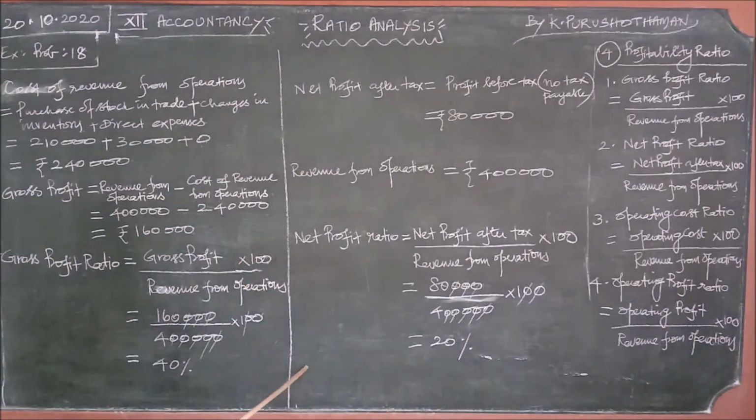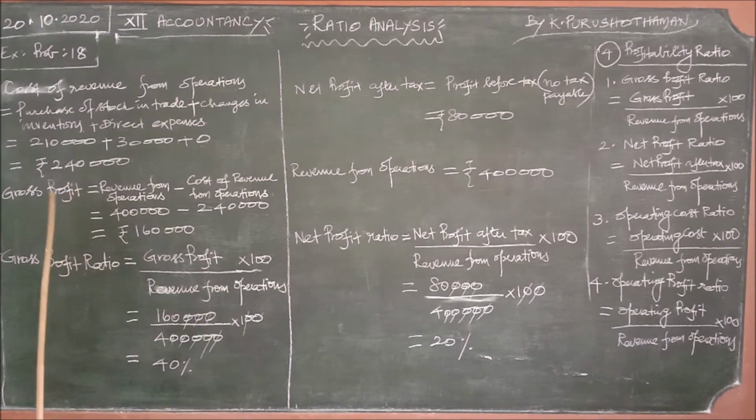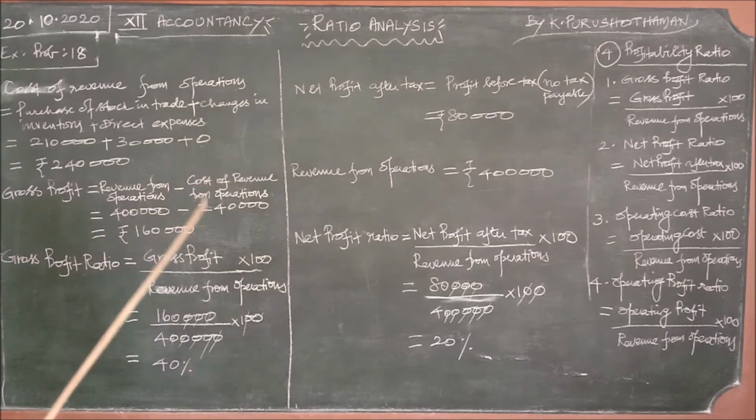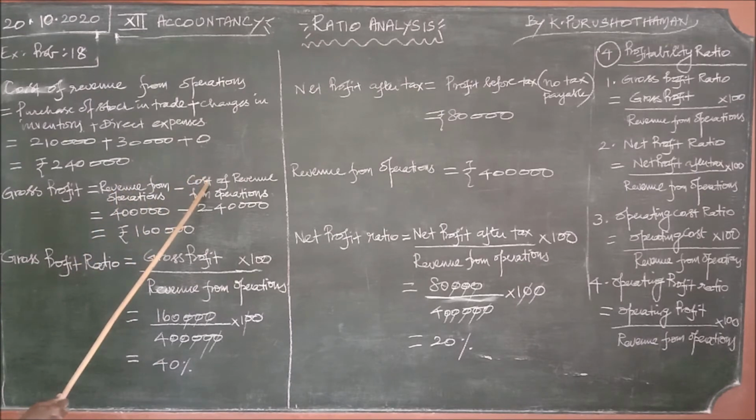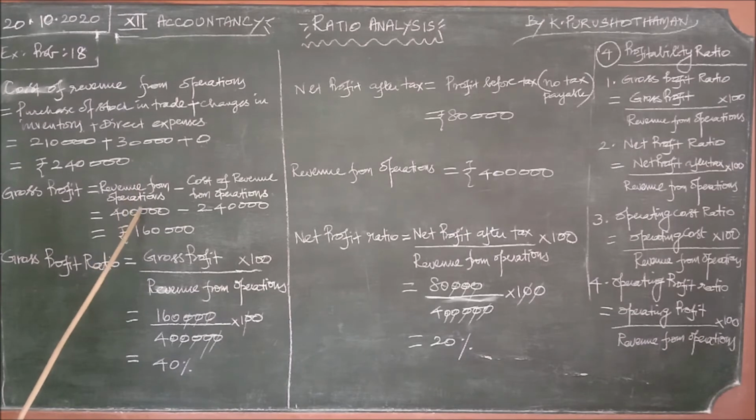It's an easy question. But what about gross profit ratio? Gross profit by revenue from operations into 100. We should find the gross profit. Revenue from operations given 4 lakhs. Very good then. What about gross profit? Gross profit is equal to revenue from operations minus cost of revenue. From revenue, we must minus cost. What is the revenue? Total revenue from operations 4 lakhs. It is given.